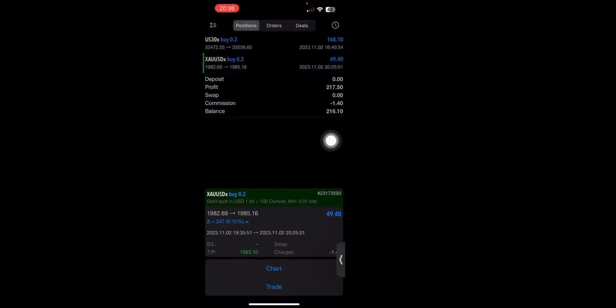Does everyone understand entry point from checking MT4? Put a 1 in the chat if you understand where the entry is from MT4. Okay, there's only 1. All right, cool. This is our entry point here. This is just for checking your trade history. This is your entry point.